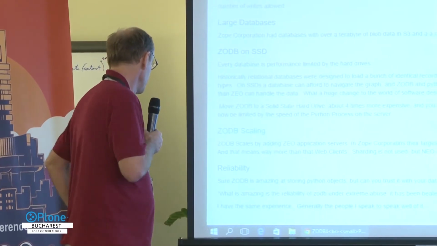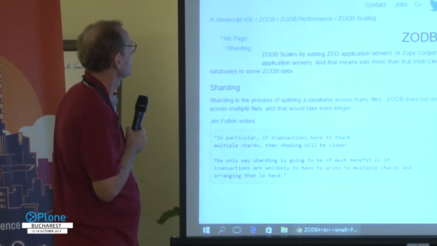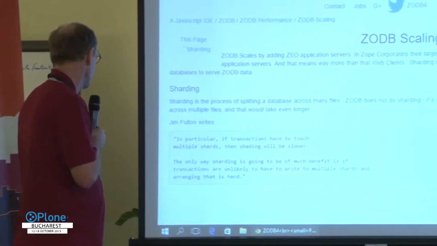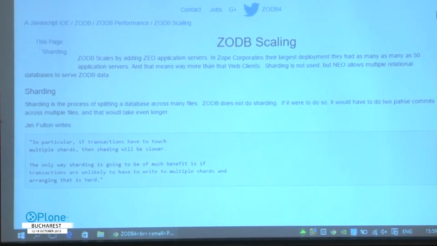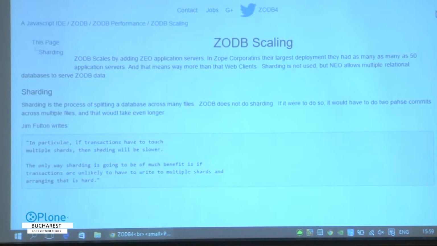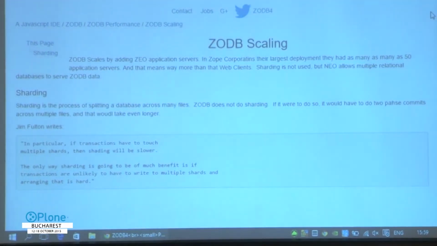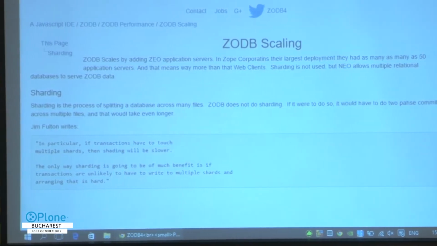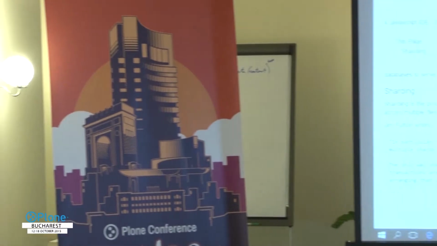Okay, let's take a look at ZODB scaling. Sharding, let's see. Oh, okay, can we scroll down here? Oh, that's it, okay. So the question that I didn't do well on last time was when people asked me, what about scaling up the ZODB?